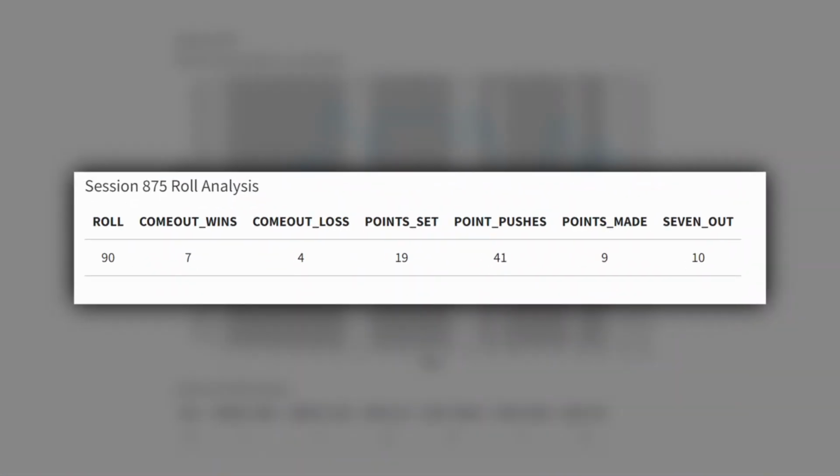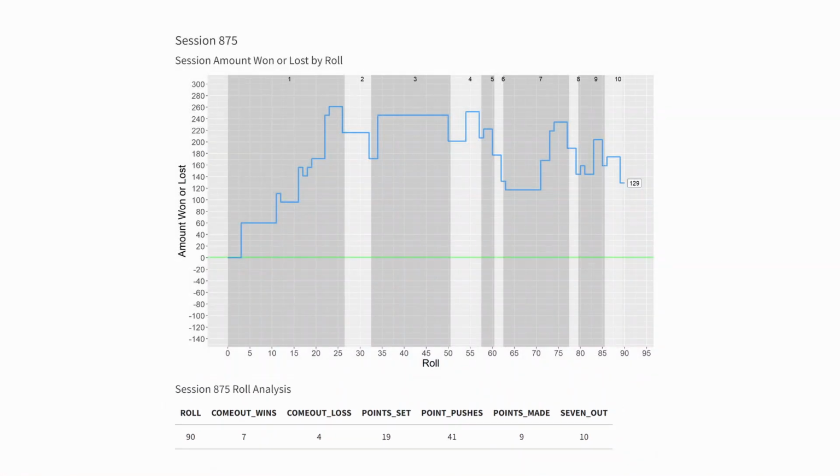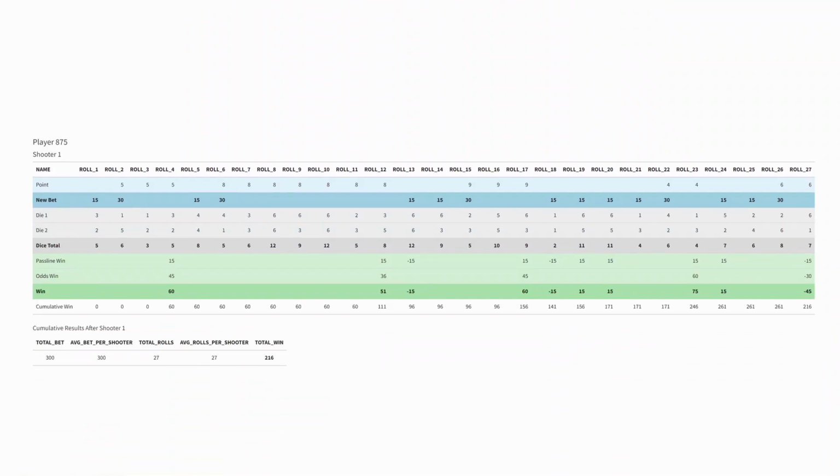Here's the analysis. So they did 90 rolls. They had 7 come out wins, which is naturals, 4 come out losses, which is craps, 19 different points set, 41 what I'm calling point pushes. This is basically when you roll, but it doesn't resolve the point. And then 9 points are made.